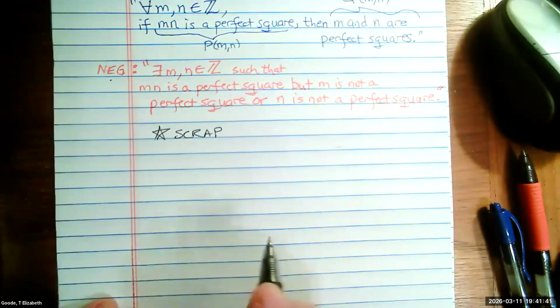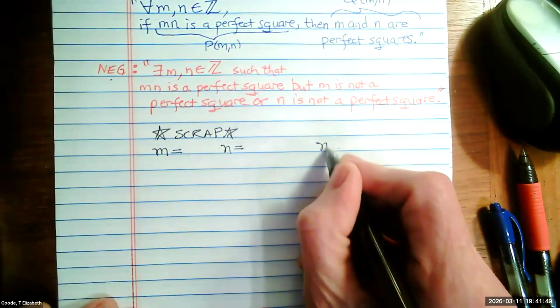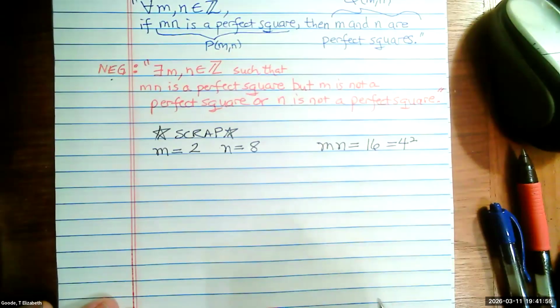Yeah, so it's assume mn is a perfect square. You wish to know m and n is not a perfect square. So what did you try for m and what did you try for n? And what was mn? For m, I tried 2, and for n, I tried 8, and mn was 16. So 16 is a perfect square. Yes, but m and n are not.